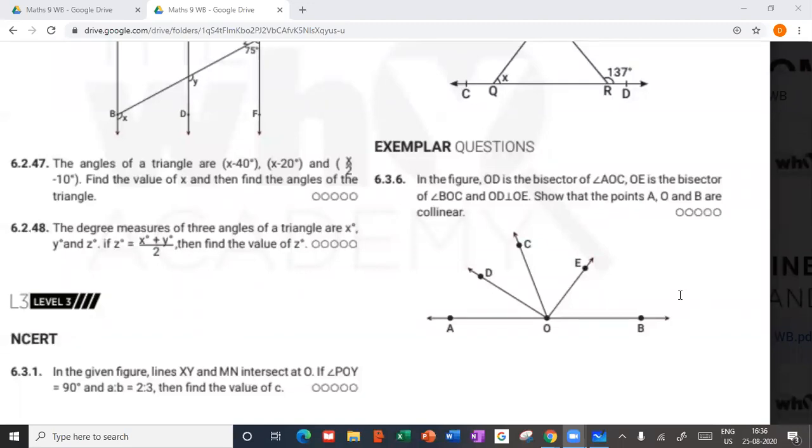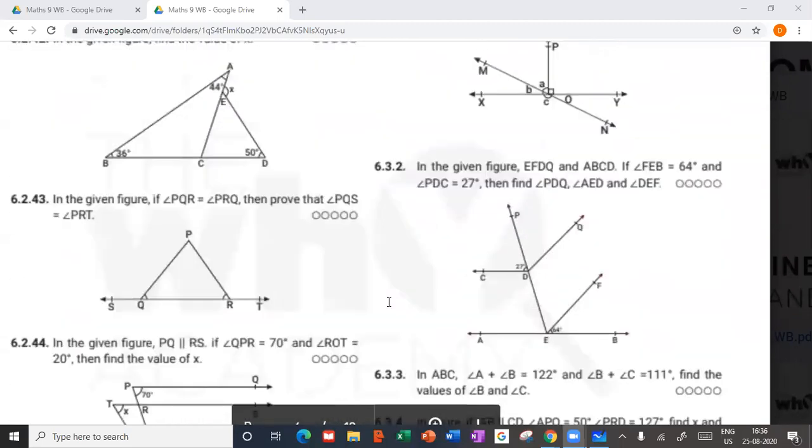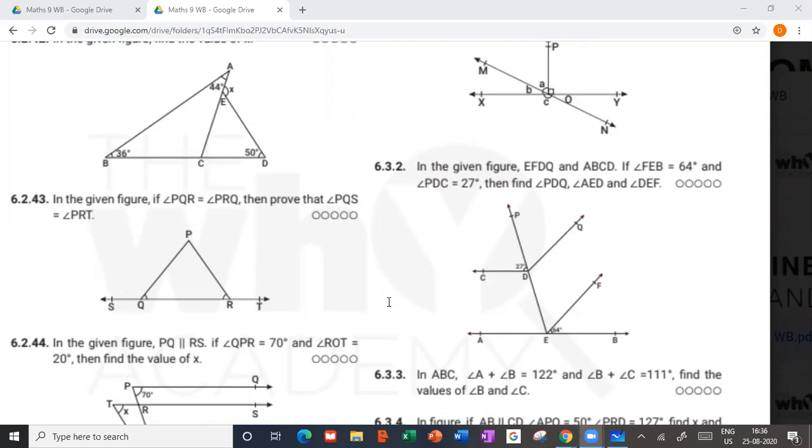Yes, Nikki, what happened? In 6.3.2, they're saying EFDQ and ABCD. They mean EF is parallel to DQ and AB is parallel to CD, right? Yeah, looks like that, only because it's not a quadrilateral, right? Where is EF? Okay, it's parallel. Yeah, correct. EF is parallel to DQ and AB is parallel to CD.